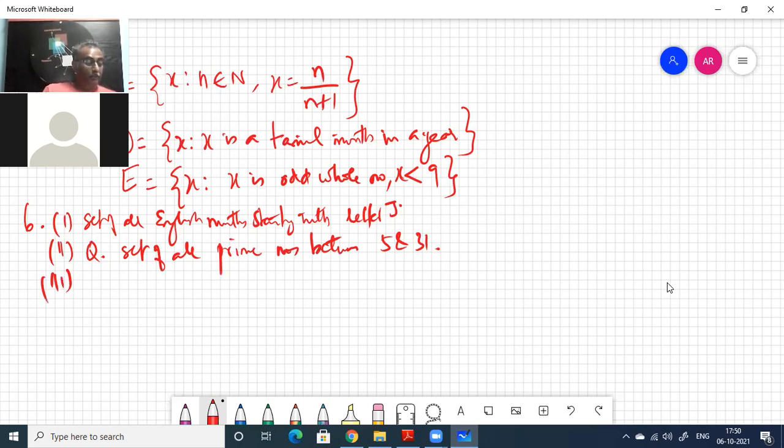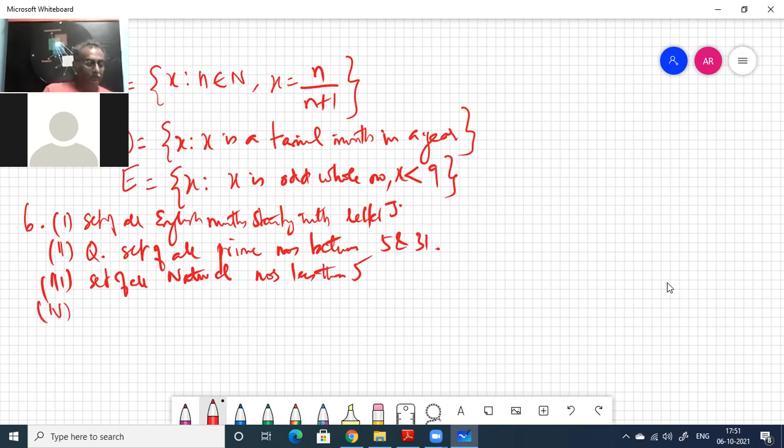Then R is given in set builder form. Okay, it's not even given in descriptive form or roster form. P was given in roster form, Q is given in roster form, R is given in set builder form. X such that X is a natural number and X is less than 5. How to give descriptive form? Very simple. Set of all natural numbers less than 5, uncle. Very good.